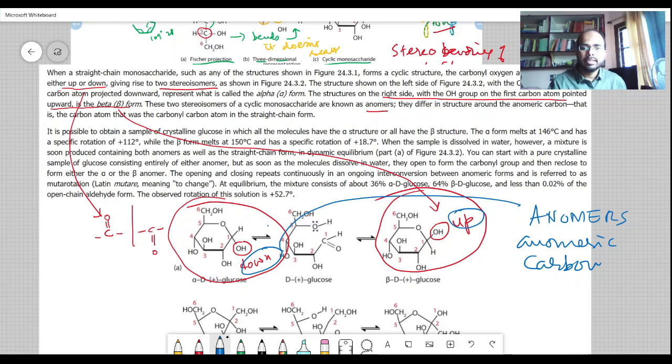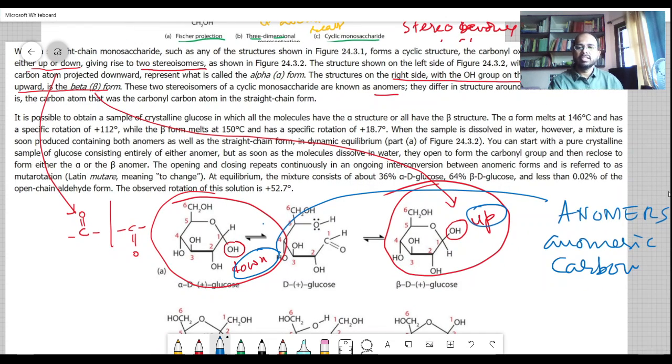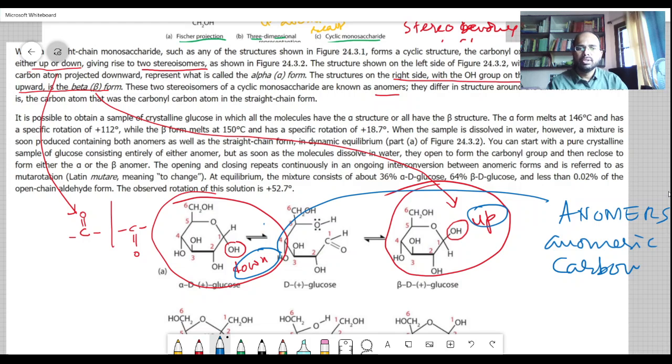Okay, so I am going to read what it says. It is possible to obtain a sample of crystalline glucose in which all the molecules have a beta structure. Beta structure means it is the upward form. This is alpha and this is beta.